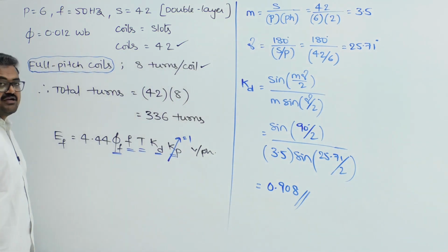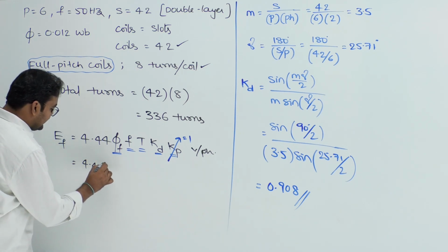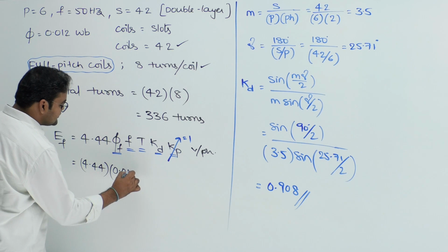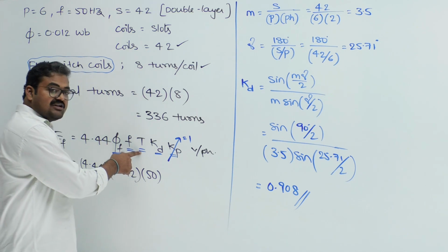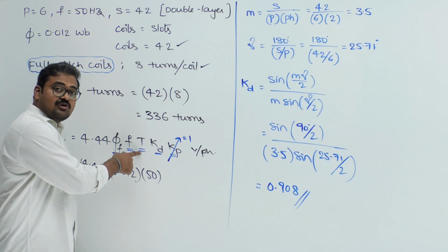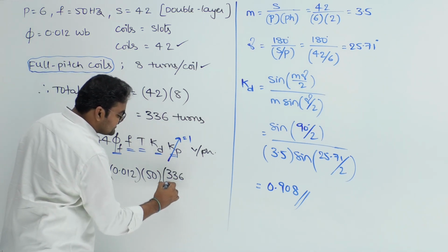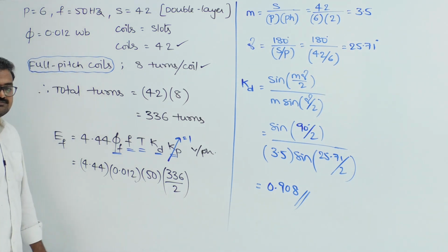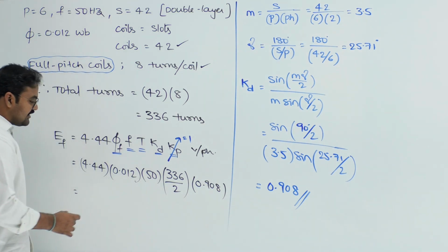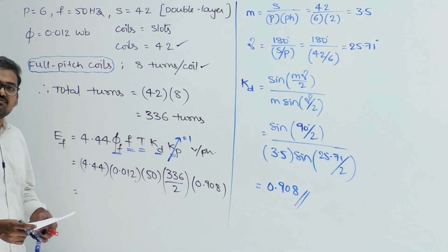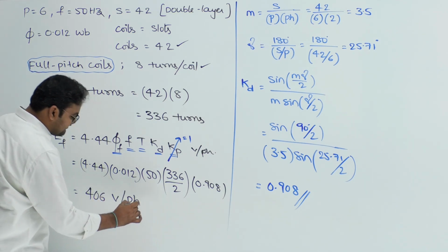Substitute that distribution factor here, you will get the voltage per each phase first. So 4.44 into the flux per pole, 0.012, frequency 50 Hz. Now comes the number of turns per phase. As I am considering only two phases, if overall 336 turns are there, then each phase consists of 336 by 2. And distribution factor 0.908. So do this entire calculation, we will get the value of induced EMF per phase first, and it will be equal to 406 volt per phase.